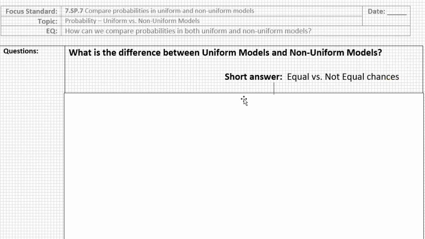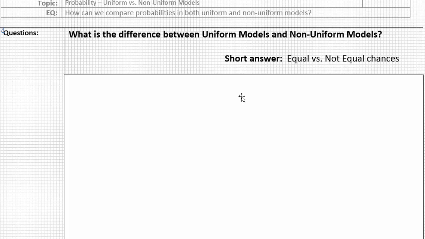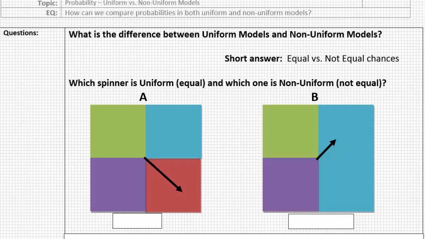So let's take a look at a spinner example. Let's say we're playing a game, and we're going to use one of the two spinners. Which spinner is uniform and which one is non-uniform? So using our definition up here, in which one do all the possibilities have an equal chance? And in which spinner are they not all equal chances? What do you think?